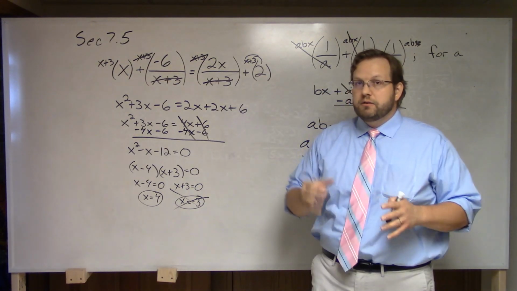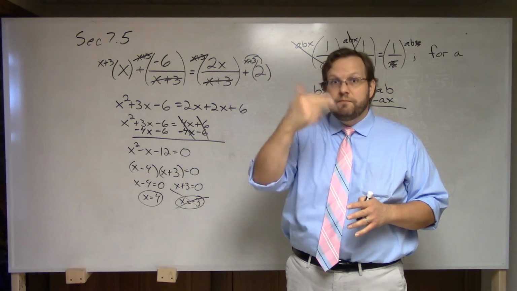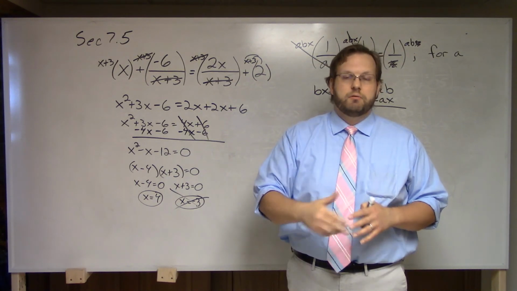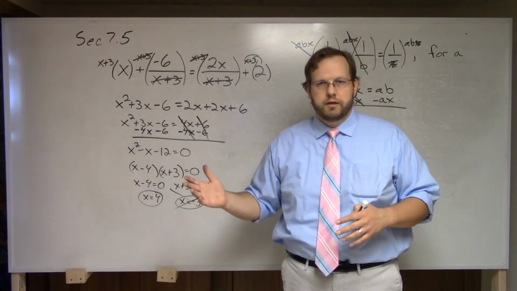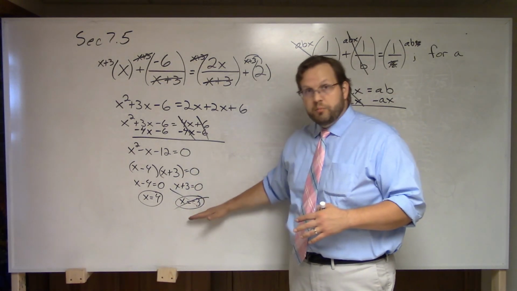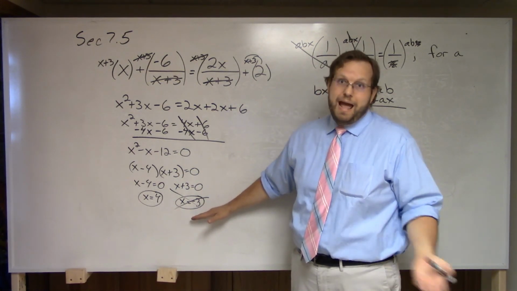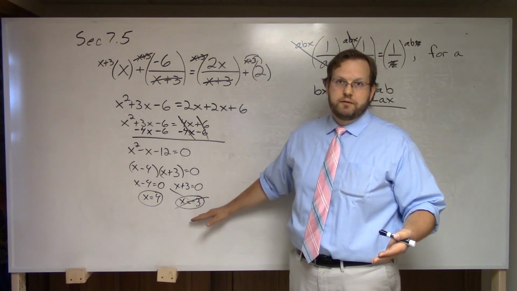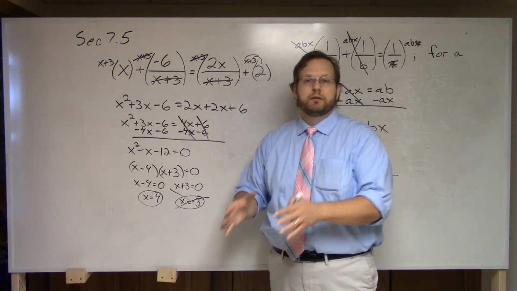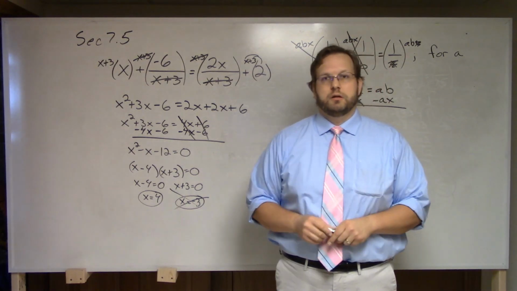That doesn't guarantee your answer's right, but it at least guarantees that if you did everything correctly, your answer's not just garbage. So in this case, this was a garbage answer. We didn't do anything wrong, it just happened. So we need to check for that stuff. Whenever there's a variable in the denominator, plug in and make sure that you never get a 0.